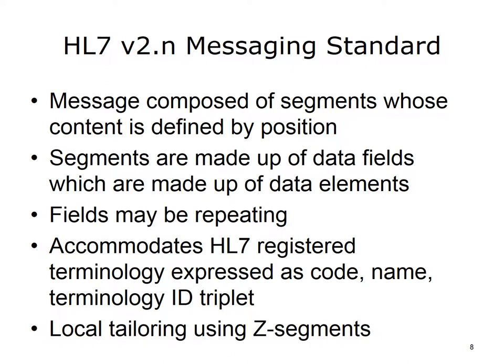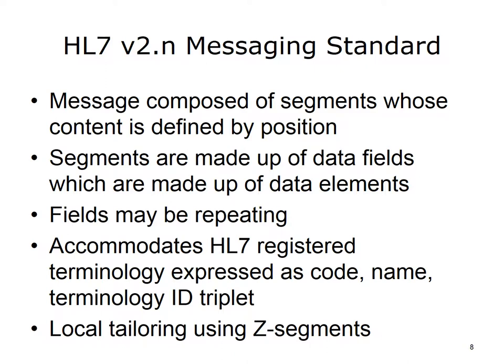HL7 has not chosen a specific terminology, but maintains a registry of controlled vocabularies, and the terminology is expressed as a triplet: code, text name, and controlled vocabulary identity. For example, LOINC is represented by LN. SNOMED is represented by SM.